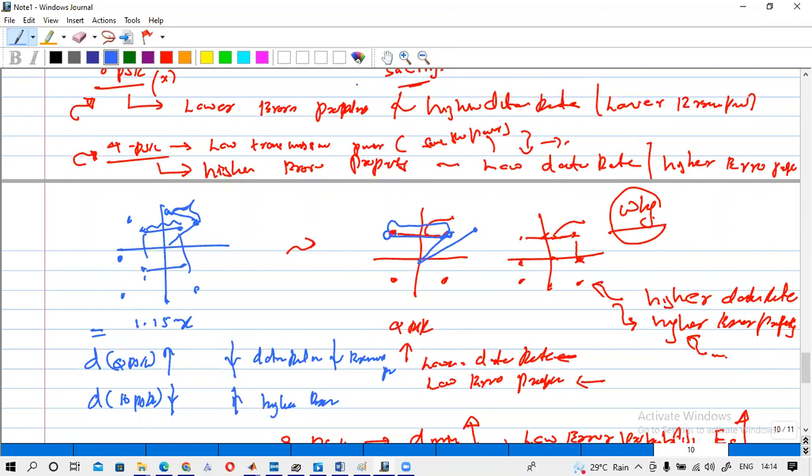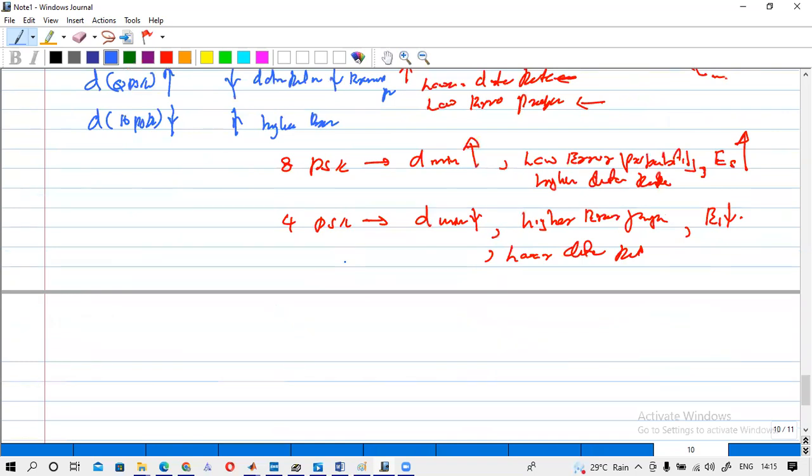I think that is true. We can reduce the error probability by increasing the power. So in both ways you can explain this. Are you okay with this? Do you have any doubts?